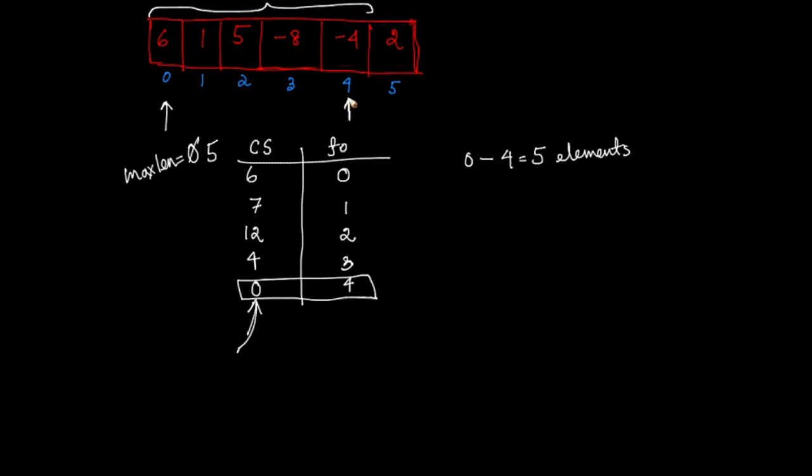We will move from the 4th location to the 5th location. Then we will see that 0 plus 2 is 2. 2 has not occurred anywhere in the cumulative sums, so we record 2 at the 5th location, and I am out of the array. So the maximum length is 5. So this is the edge case, guys.